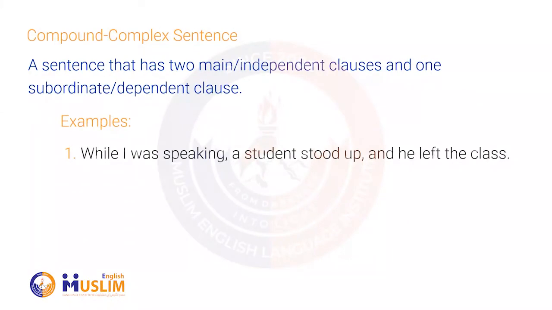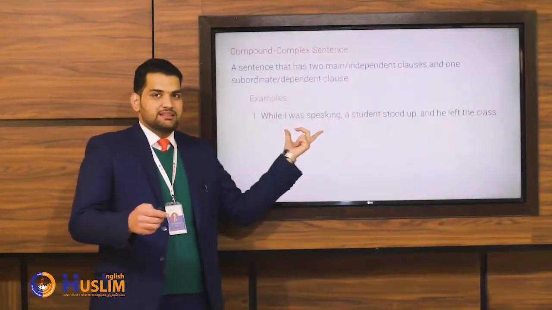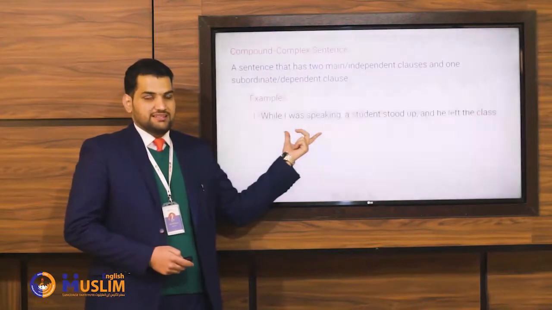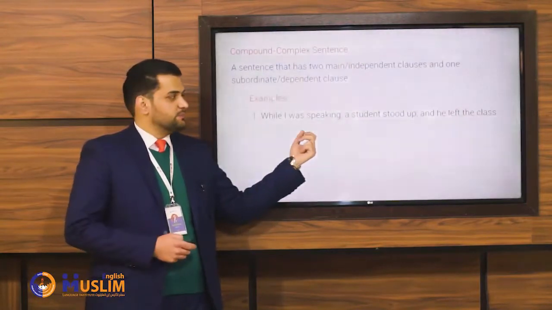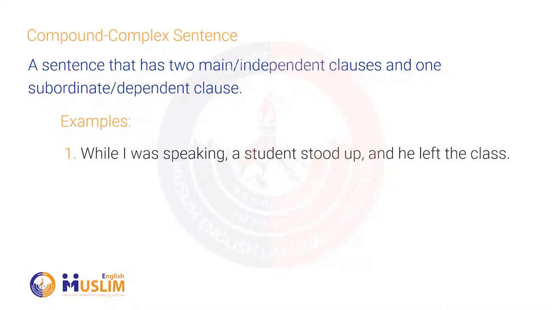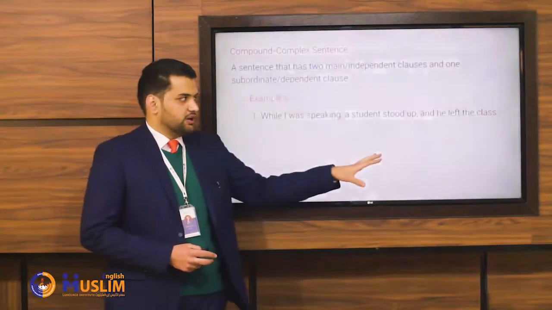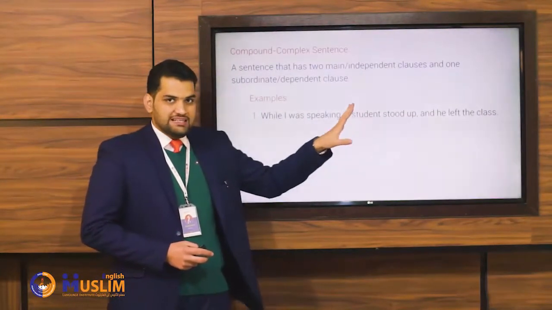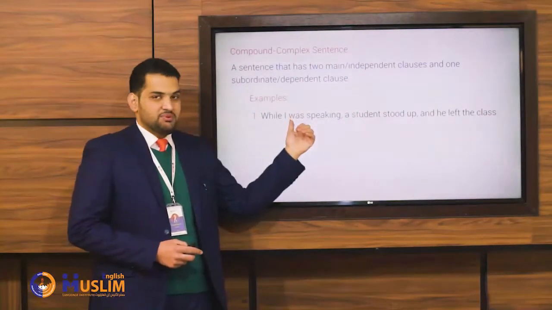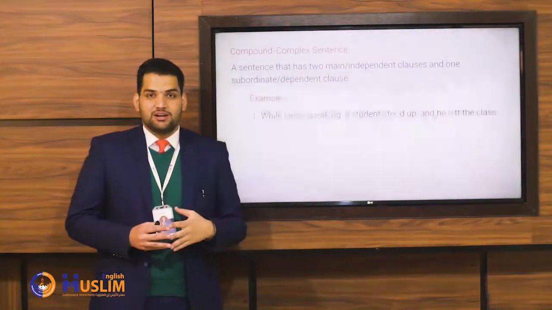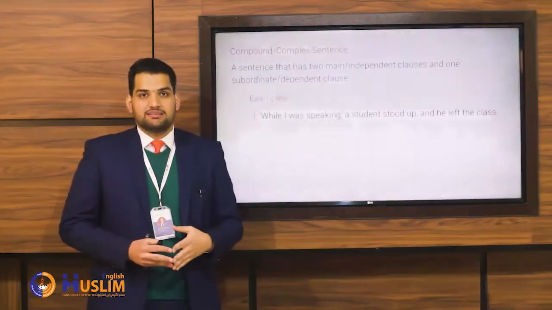Let's have some examples. When I was speaking, this is the dependent or subordinate clause because it does not have a complete meaning. A student stood up, the first independent clause. He left the class, the other independent clause. So we have got in total two independent clauses and one dependent clause. That's why we call it compound complex sentence.